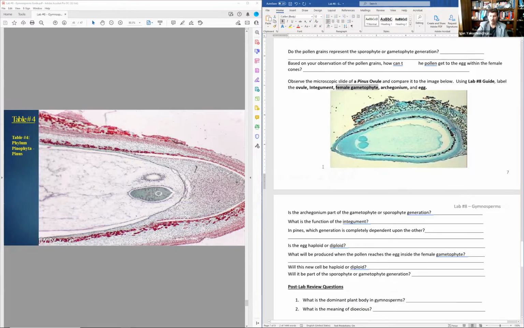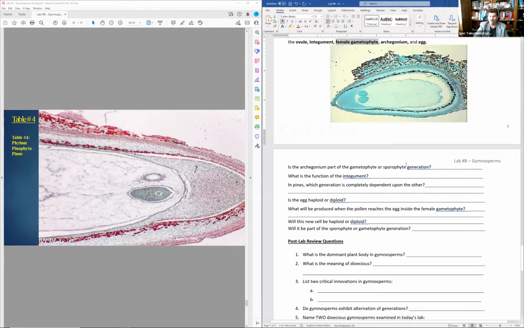Is the archegonium part of the gametophyte or sporophyte generation? Look, it has an egg inside. If it has an egg inside, it's a gametophyte, and if it's a gametophyte, it would be haploid, of course. What is the function of the integument? It's protecting. Protecting what? The female gametophyte. From what? From drying out.